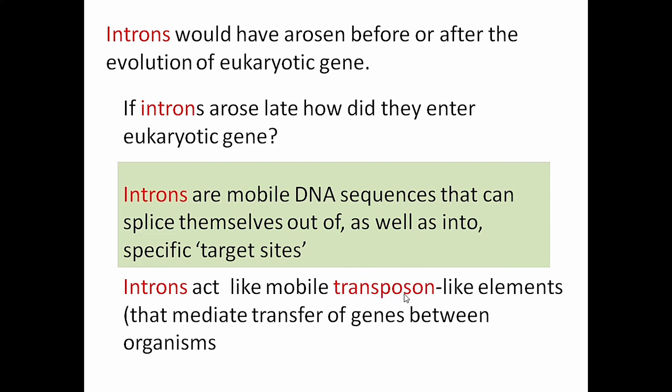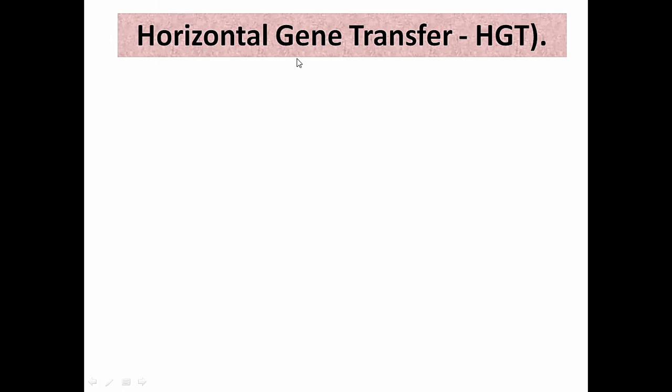Transposons are movable genetic elements. Introns also act like mobile transposons. So they mediate transfer of genes between organisms. Introns can mediate transfer of genes between organisms because they are movable. Transfer of genes between organisms is called horizontal gene transfer.